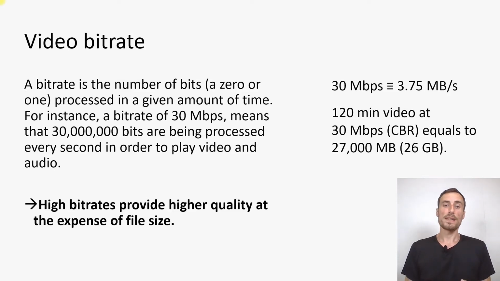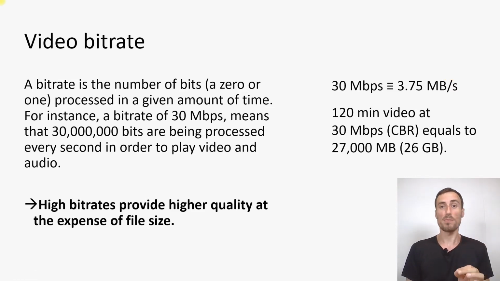A bitrate is a number of bits, so a 0 and a 1, that are processed in a given amount of time. So for example, a bitrate of 30 megabits per second means that 30 million bits are being processed every single second in order to play a video and audio. And 30 megabits per second are equal to 3.75 megabytes. Doesn't sound like a lot, but that's every single second, right?